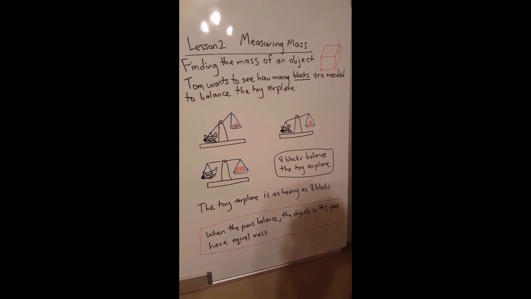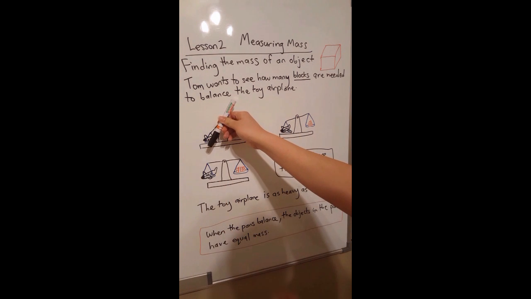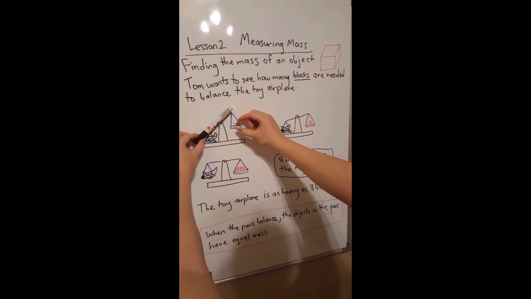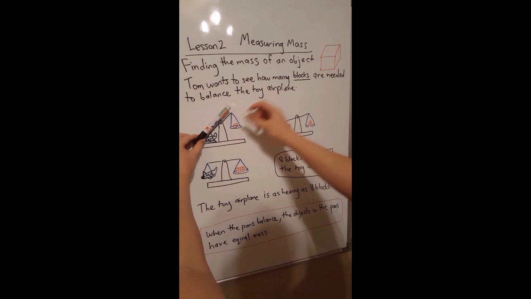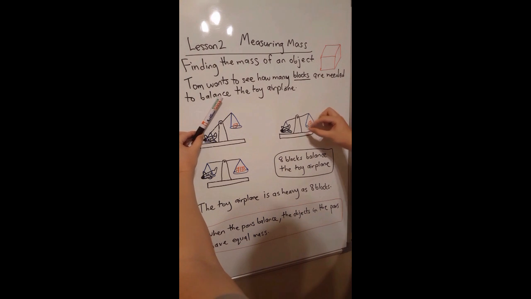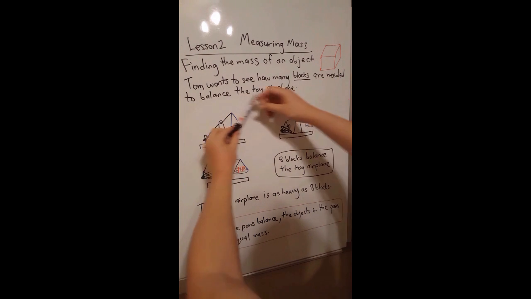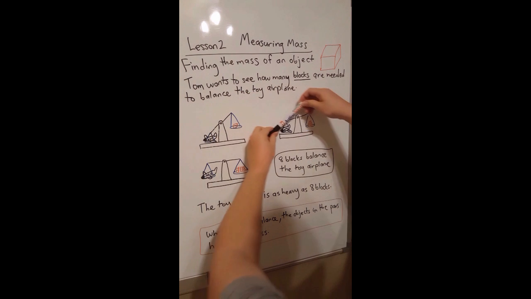So from here, what can we say? We can say that the toy airplane is as heavy as 8 blocks. Here it is not balanced because we only have one block. Then we add 4 more blocks, so we have a total of 5 blocks. So now the balance tilts.